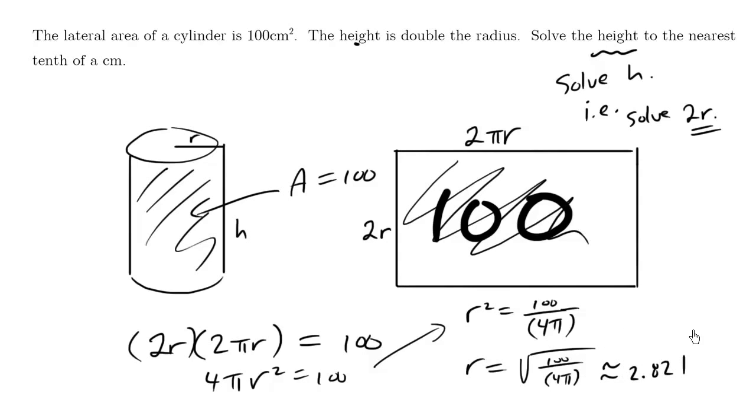Now be careful about choosing this as your answer. That's not the question. The question is to solve 2r. So this answer times 2, I have h is approximately equal to 5.6, and we're talking about centimeters. So the final answer is the height is approximately 5.6.